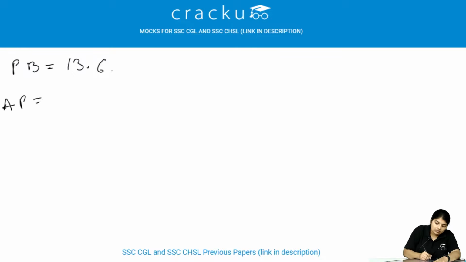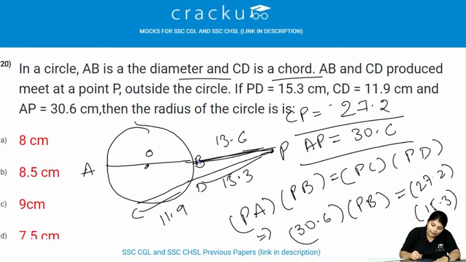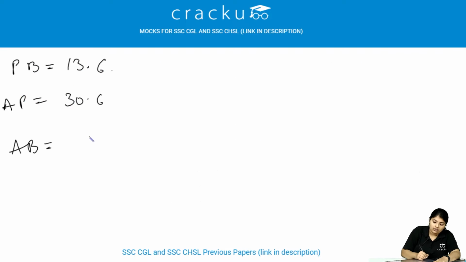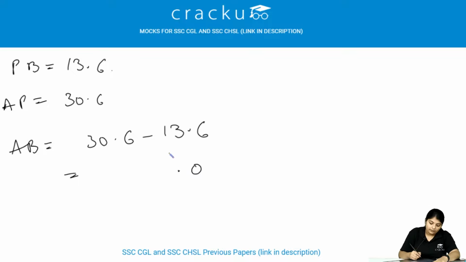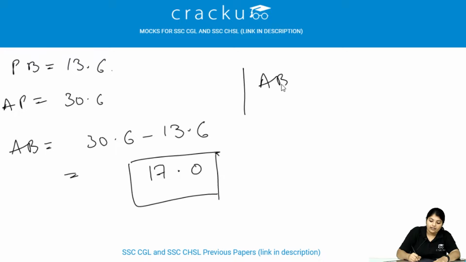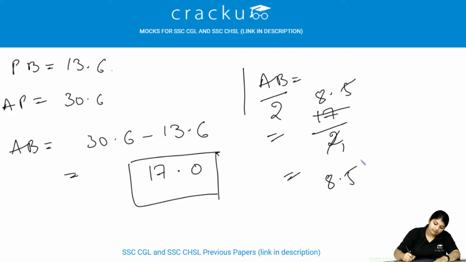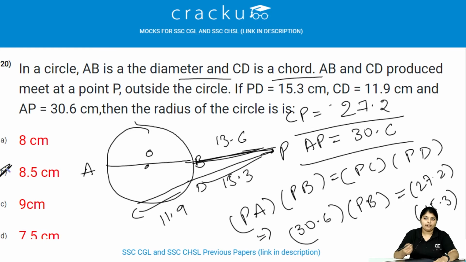To know the value of AB, 30.6 minus 13.6, that is 17. But AB is the diameter. So, the radius will be AB by 2, that is 17 by 2, which is 8.5. Therefore, the answer is option B, 8.5.